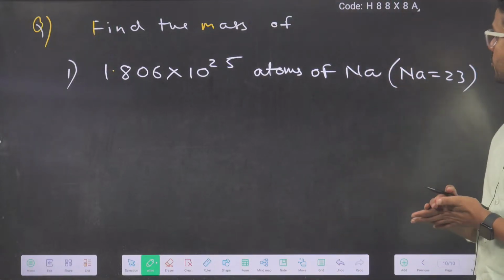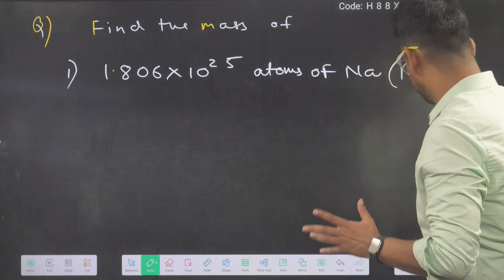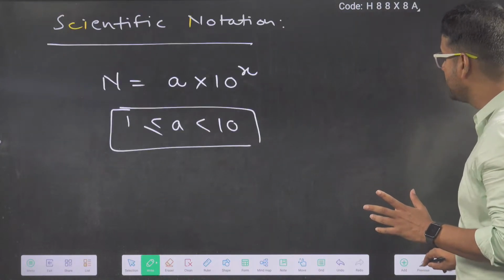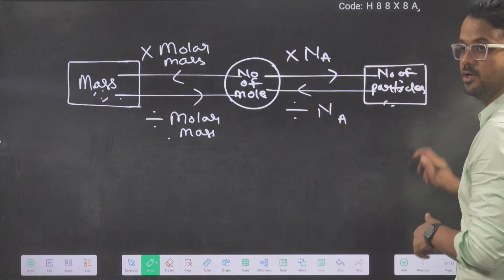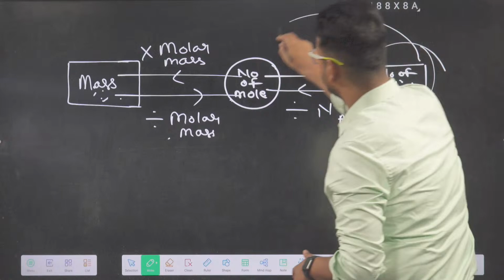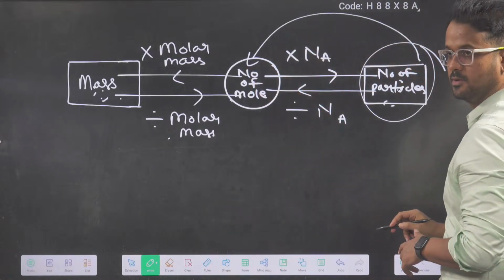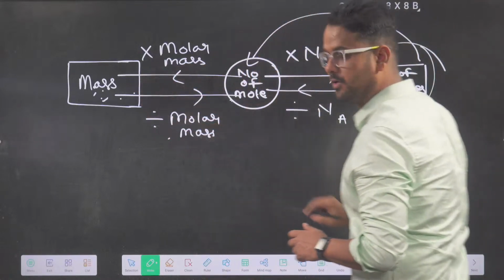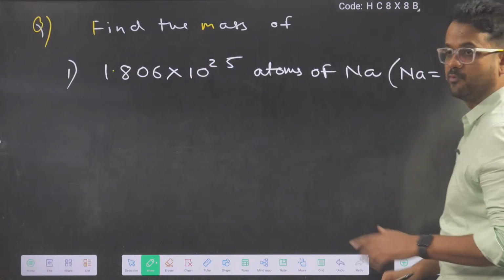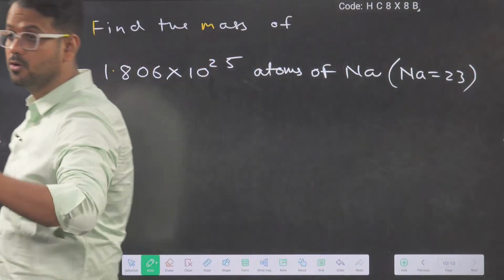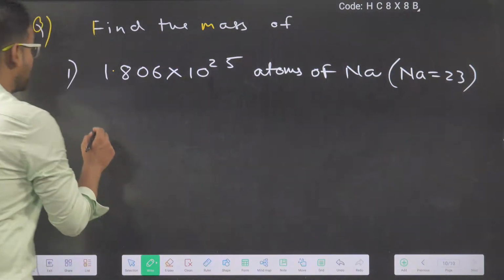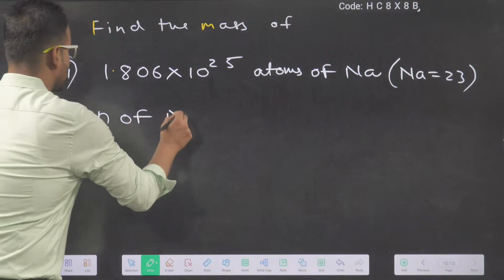So first of all, you will calculate the moles. Now the pattern has changed. Now I have given you the number of particles, and from there I am asking you to calculate the number of moles. That means first moles and then mass. So the number of particles is given, boys and girls. First you will calculate the moles of sodium.